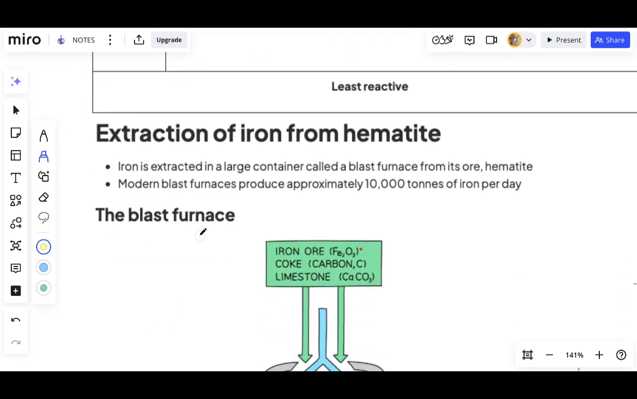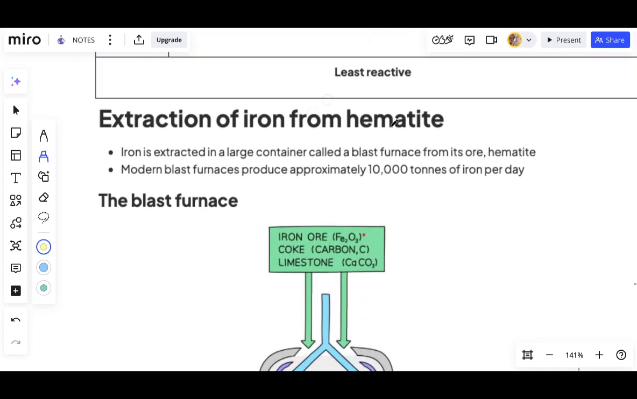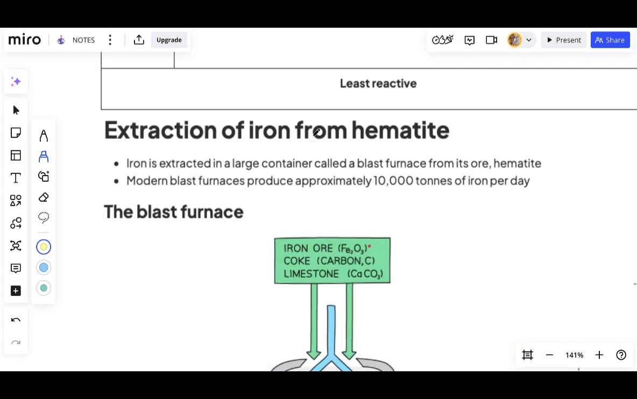Now let's go to the extraction of iron from hematite, which is the significant one that we need to take care of. But before we do this, let's take a look at our tutorial. So we're looking at the extraction of iron from hematite. We need to pay attention to this for Cambridge IGCSE. For this, we need 3 ingredients, 3 raw materials.